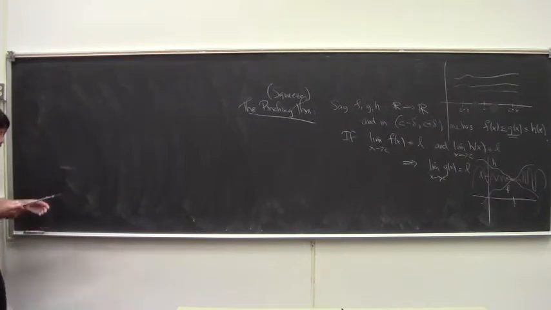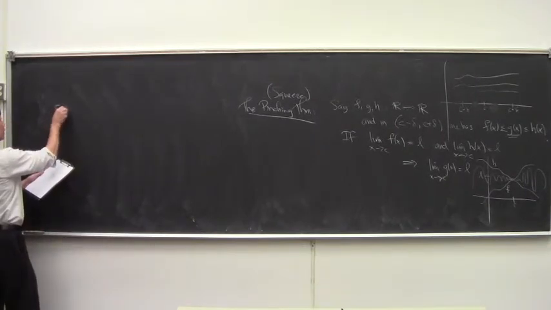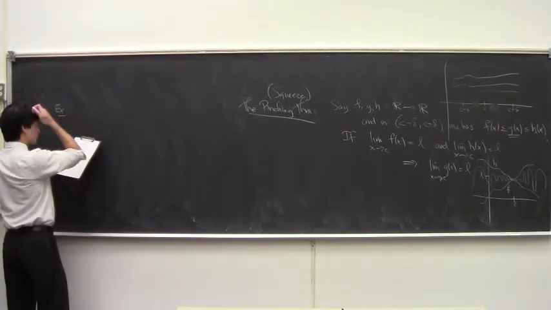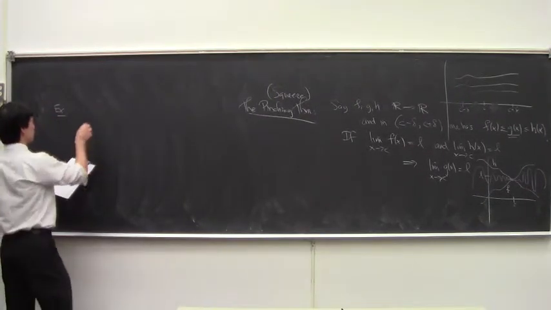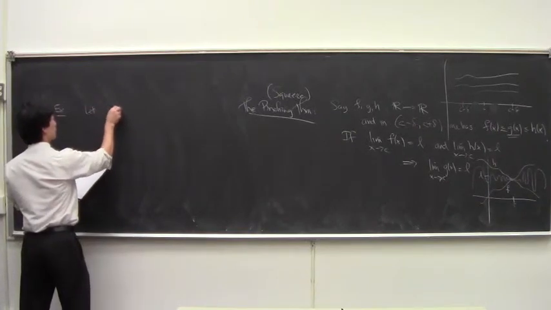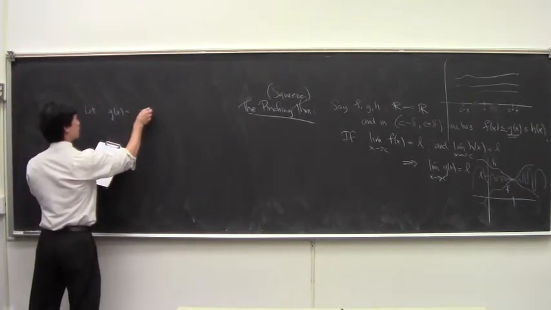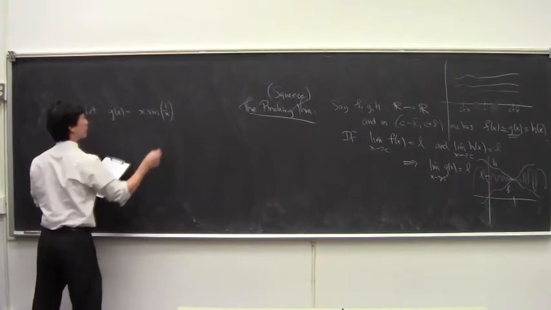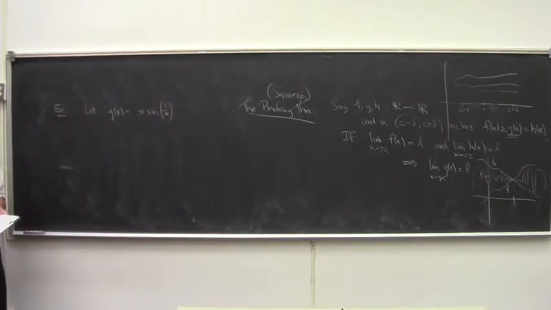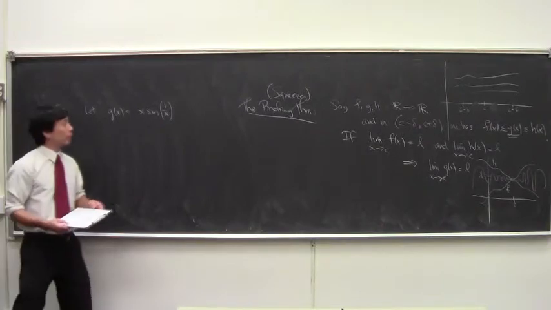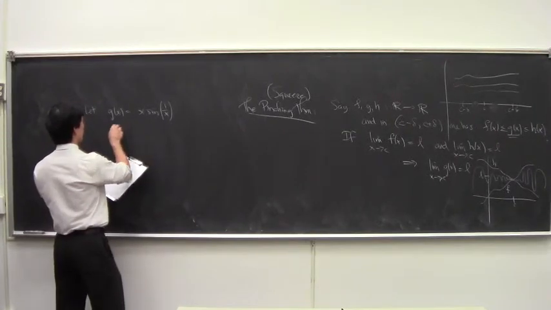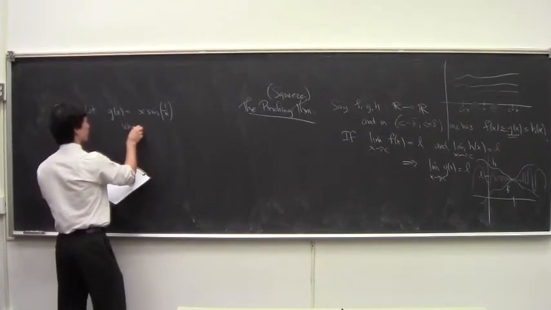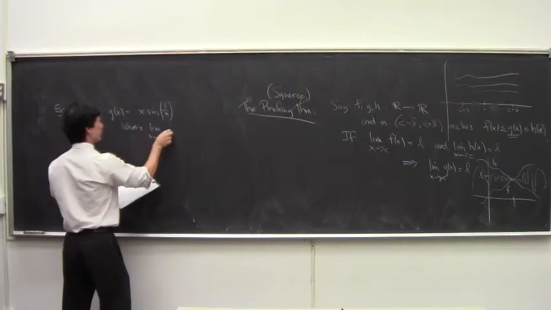Okay, so let me show you how to use it. For example, let g of x be x sine 1 over x. X sine 1 over x. Okay, right? And what's the limit as x goes to 0 of g of x?